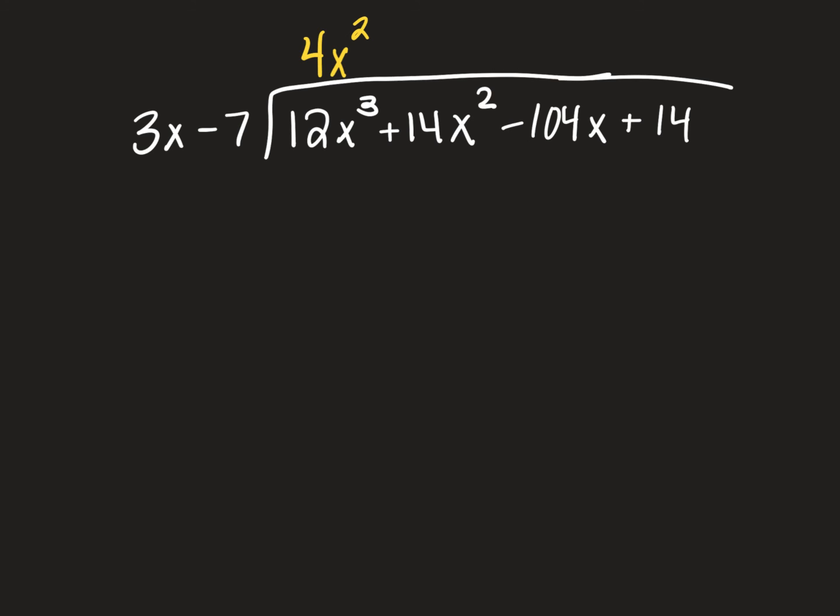All right, what's next? You multiply. So we're going to take 4x squared times that 3x and the 7. And that's going to go underneath our 12. So 4x squared times 3x is 12x cubed. Again, remember, those numbers should match. Then we take the 4x squared times the negative 7. So 4 times negative 7 is negative 28x squared. And again, these exponents here should also match.